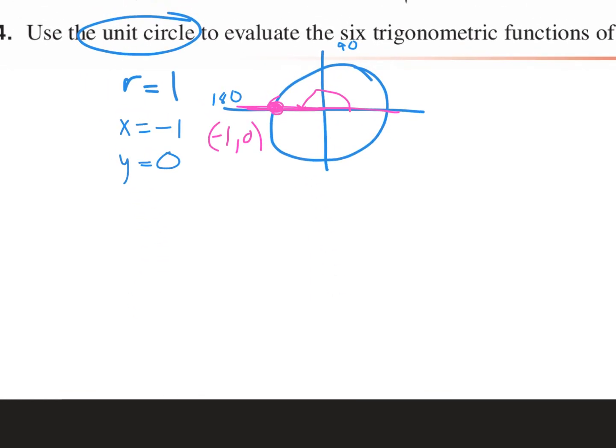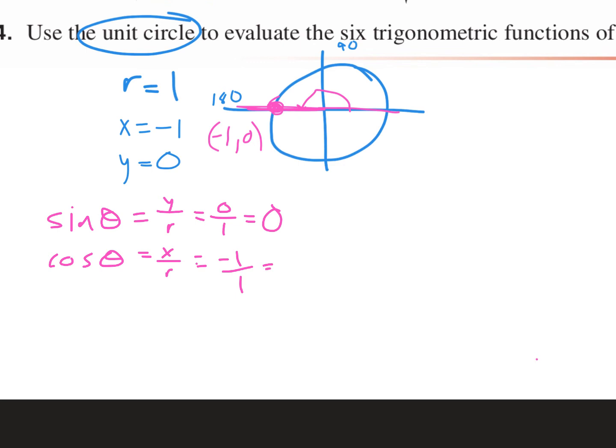Now let's find our 6 trig functions. So sine of theta is what over what? Y over r. What's our y? 0. So 0 over 1, which is just 0. Next, we have cosine theta. Cosine is what over what? X over r. X is negative 1 over 1. What does negative 1 over 1 simplify to? Negative 1.